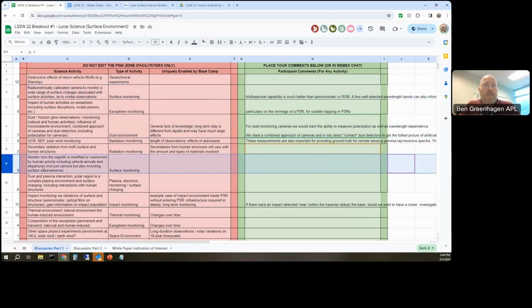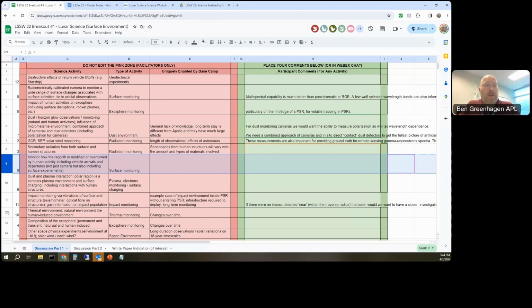Ninth is monitoring how the regolith is modified and overturned specifically by human activity, including vehicles, and that's vehicles would be spacecraft, arrivals and departures. And so this would be more of a physical experiment as opposed to the camera to look at how the regolith overturn is affected over time.